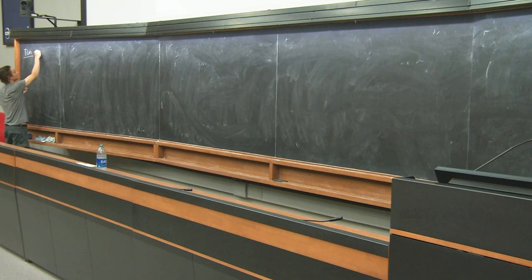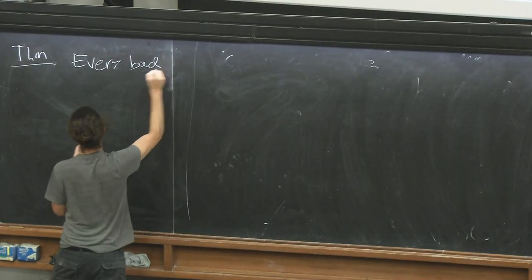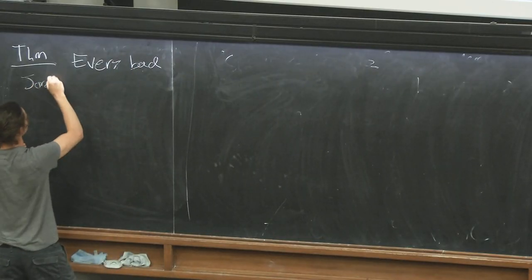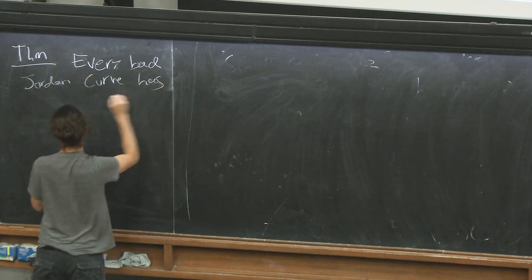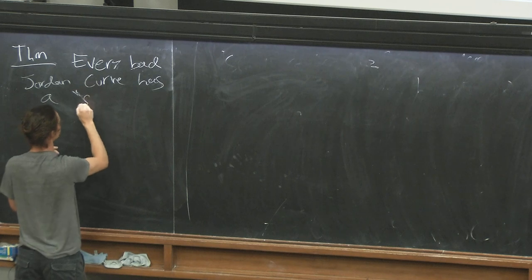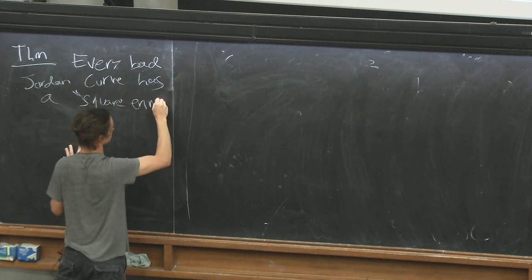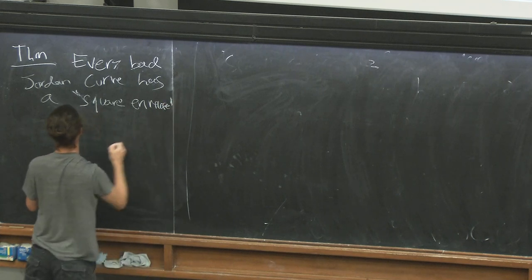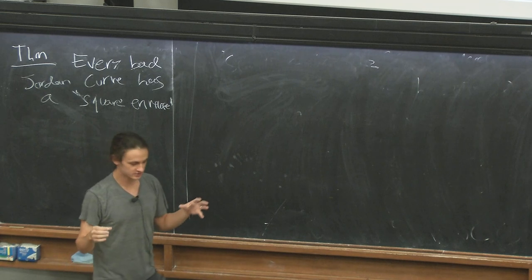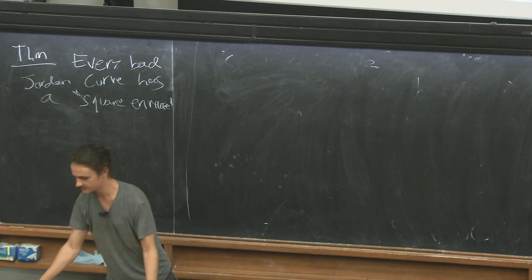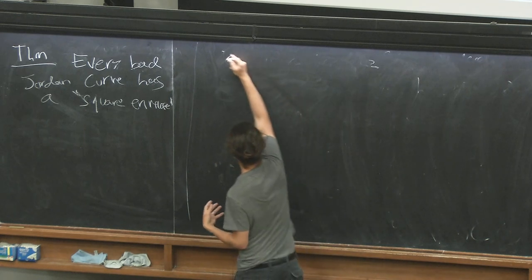All right. It's every bad Jordan curve has a square envelope. So what's a bad Jordan curve and what's a square envelope? A bad Jordan curve is just a Jordan curve that we're trying to prove doesn't exist. It's just a Jordan curve with no inscribed squares at all. So what's a square envelope?